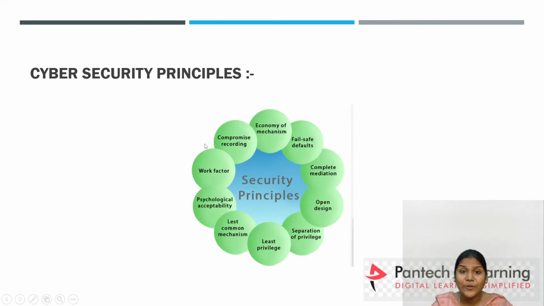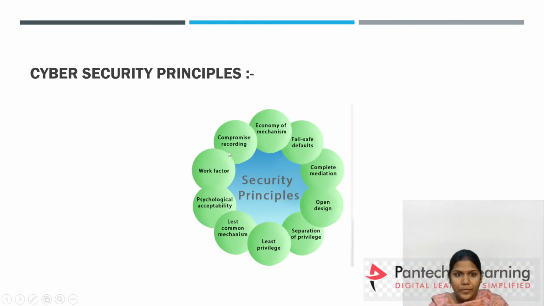Here are cyber security principles. What are the various principles of cyber security? Here is the list: economy of mechanism, fail-safe defaults, complete mediation, open design, separation of privilege, least common mechanism, psychological acceptability, work factor, compromise recording. So all these are the different principles.